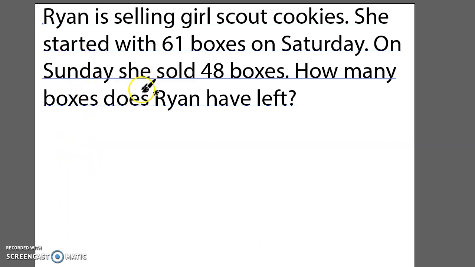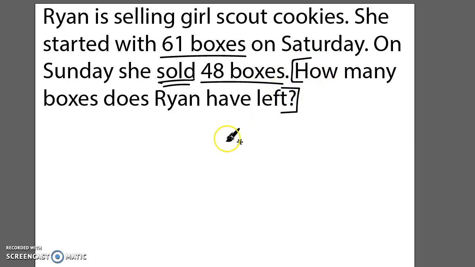So let's underline the important information so we can make our equation. She started with 61 boxes. So that's the whole, that's our starting point. On Sunday, she sold, that means to give away, 48 boxes. How many boxes does Ryan have left? So we're going to show our equation. 61 minus 48 equals an unknown.